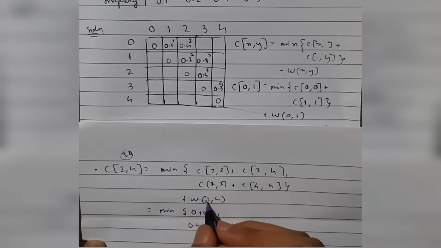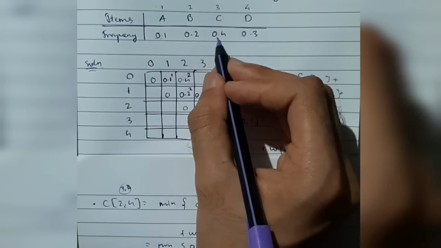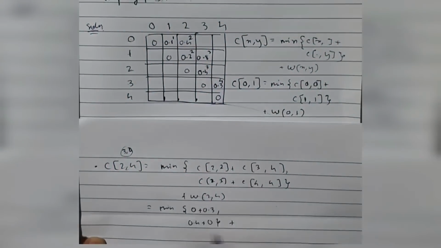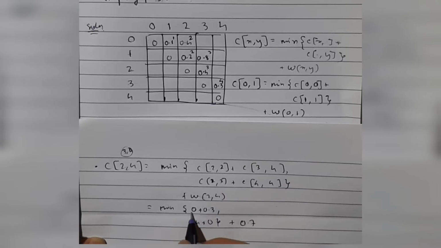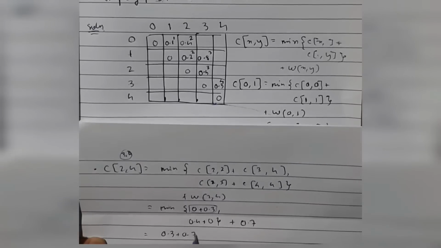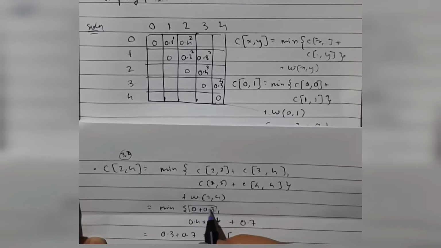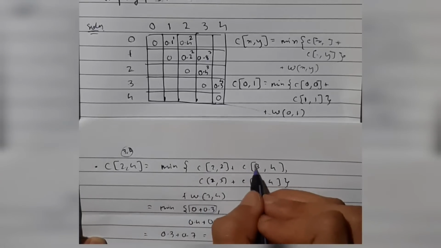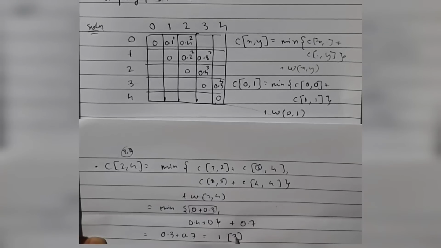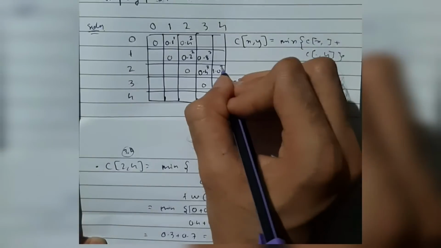2 to 4 means we have to ignore the 2 and consider 3 and 4 sum, which is 0.4 plus 0.3, which is 0.7. The minimum among these two is 0.3. So I'll be writing here 0.3 plus 0.7, that is equal to 1. And from which element I got? This is the first one. So looking at the first one, I got from 3. So I'll be writing here 3. Okay. So I'll be filling this value here 1.0, and the number is 3.